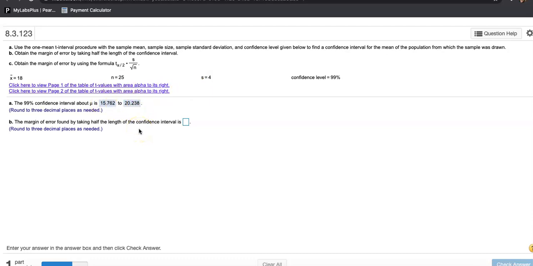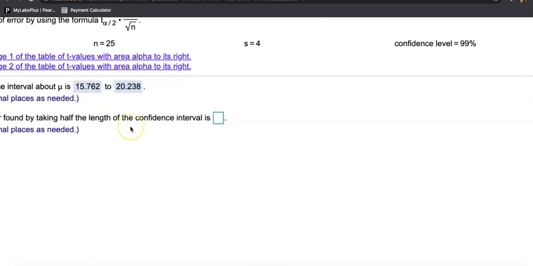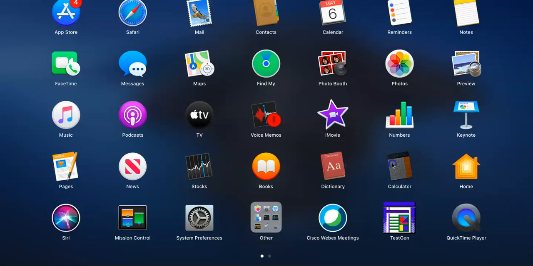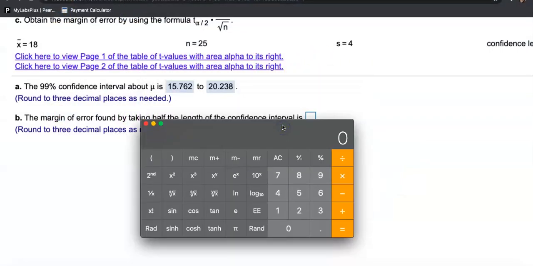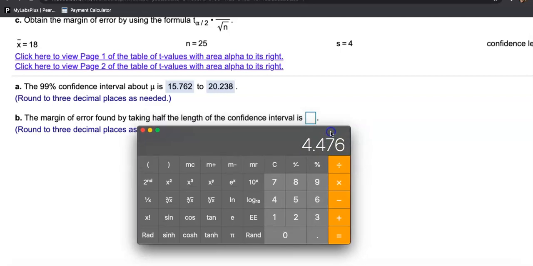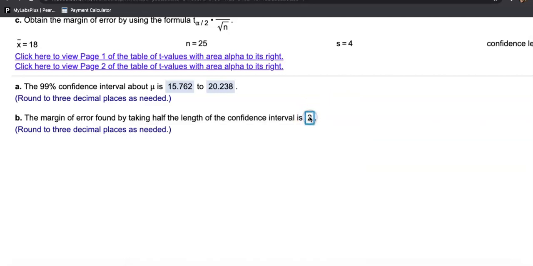So they want you to find the margin of error by taking half the length of the confidence interval. So really, they told you how to do it. So take your little calculator and figure out how long this confidence interval is. 20.238 minus 15.762. And that's the entire interval. But remember, margin of error is something that you add to the midpoint, that middle point called the point estimate, to go to the upper bound and go to the lower bound. So you need to divide this by 2. So the margin of error is simply 2.238.